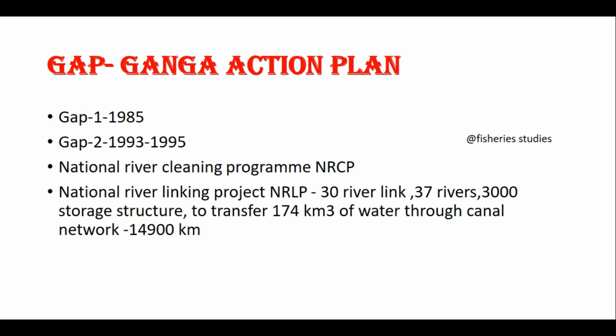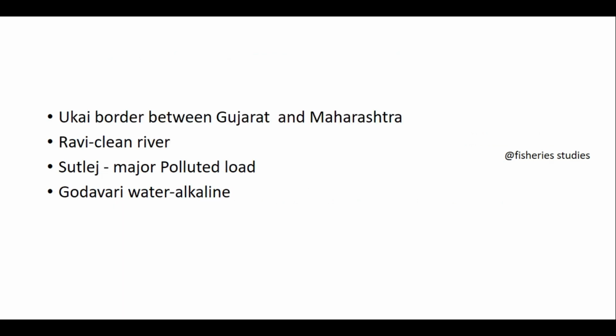Just having storage structures of 3000 to transfer 174 kilometer cube of water through a canal network of 14,900 kilometer. Here the most important things to remember are 30 river links, 37 rivers. GAP 1 and 2 and their years. This is more important. These have been asked in some previous years.